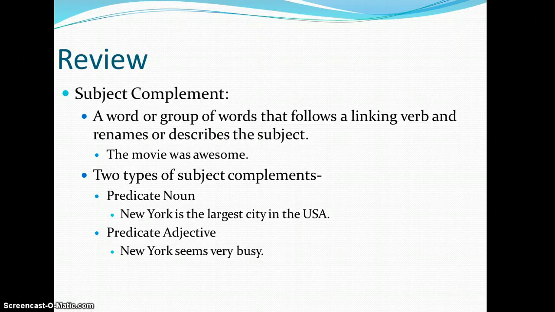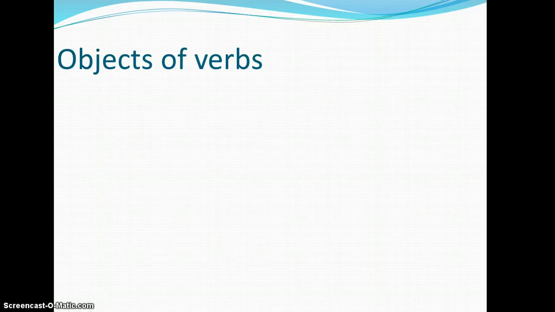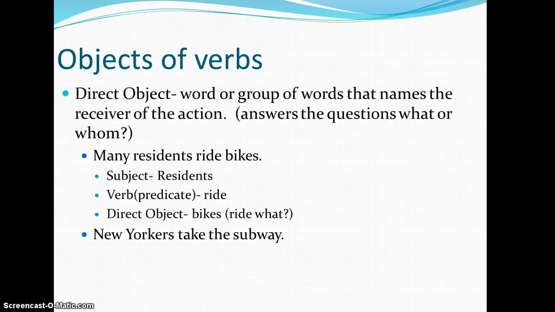New York seems very busy. New York is the subject, seems is the verb, busy is the predicate adjective. Objects of verbs. A direct object is a word or group of words that names the receiver of the action, answers the questions who, what, or whom.